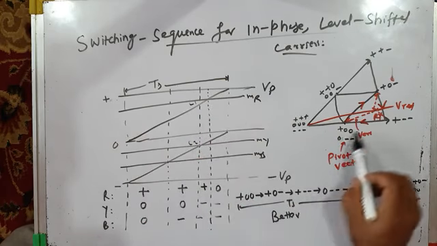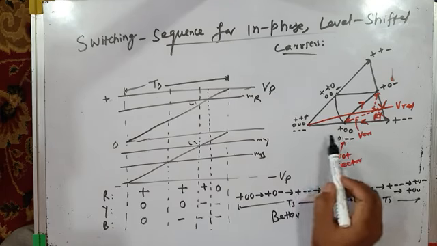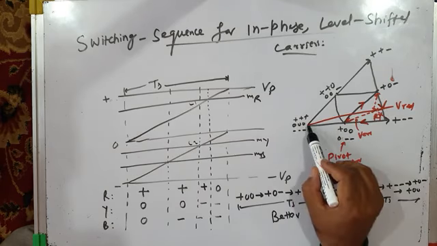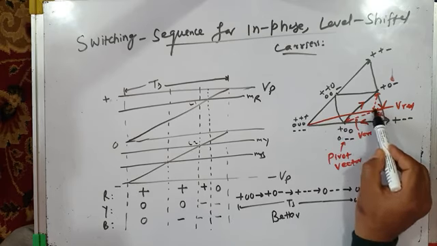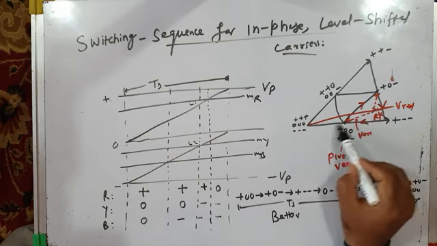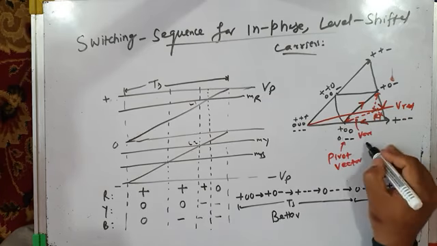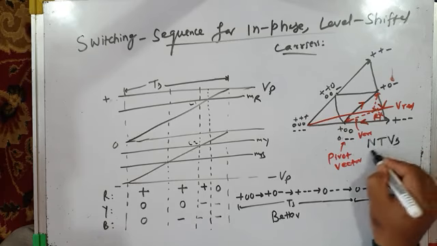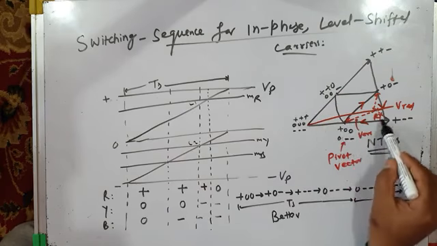That's not true. In phase carriers give better harmonic spectrum, because with out of phase, as you have just seen, the null vector 0 is also applied, and when the null vector is applied, the error is very large, because this is your reference vector and this is the error. Here we are not applying the null vector, we are applying these three vectors, which are called nearest three vectors, NTVs. So when you are using in phase level shifted carriers, you are using nearest three vectors.